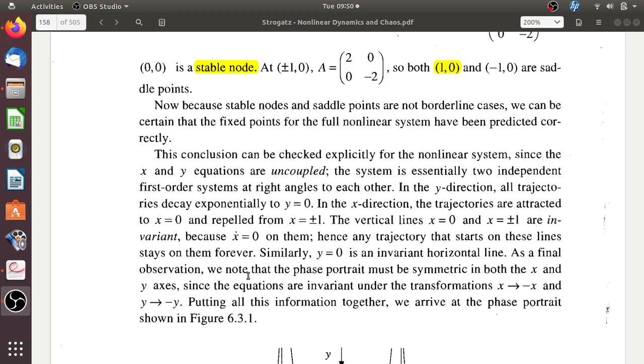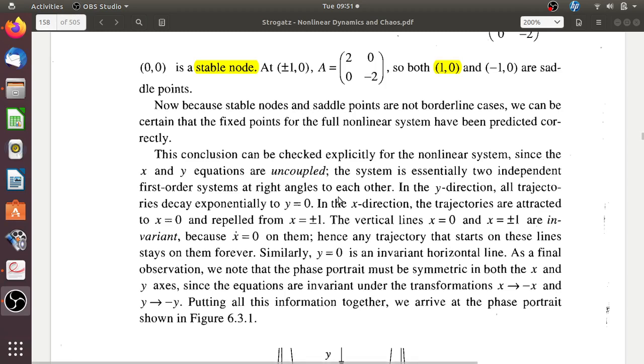It may push the system into this side of the borderline case or that side of the borderline case, or it will be on the borderline case. So we cannot exactly say that. At that time we have to consider the non-linear term as well. But luckily for this case there aren't any borderline cases. So one is a stable node and the other two are saddle points.